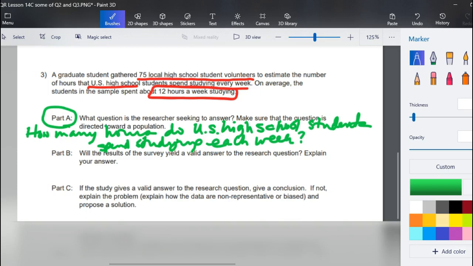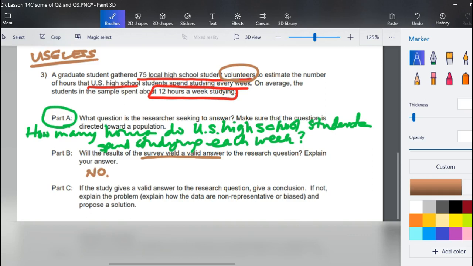Part B, will the results of the survey yield a valid answer to the research question and explain your thoughts? Will the results of the survey yield a valid answer? No. Notice here that we have some volunteers. And remember earlier, if something is awry even early on, what we end up getting is going to be useless information. So are the results going to yield a valid answer? No, we have biased data.